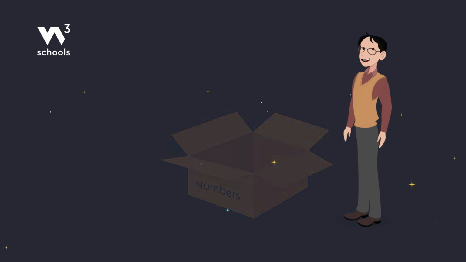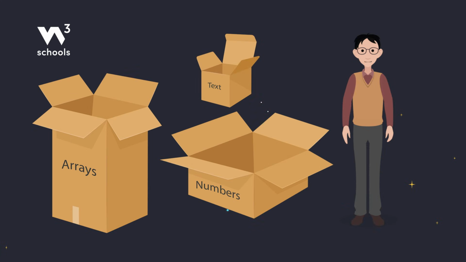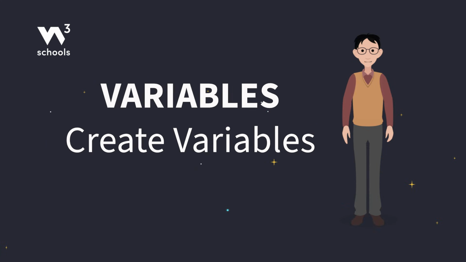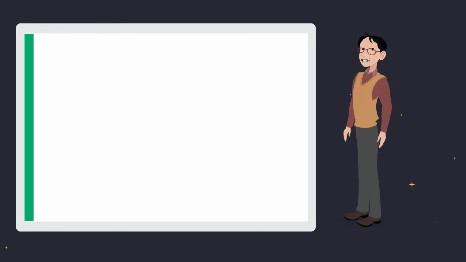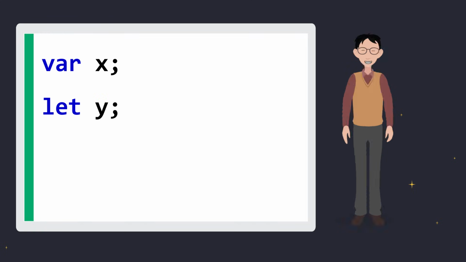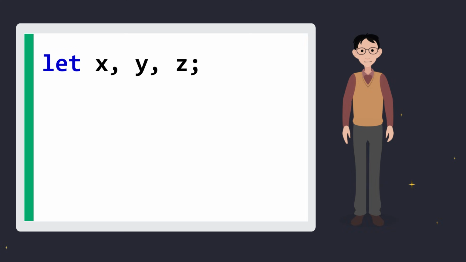Variables store data, kind of like labeled boxes where you keep stuff. This is how we make variables. We could use var or let to make them. But think of var as the old school way of creating variables and let as the modern way. So let's stick with let.